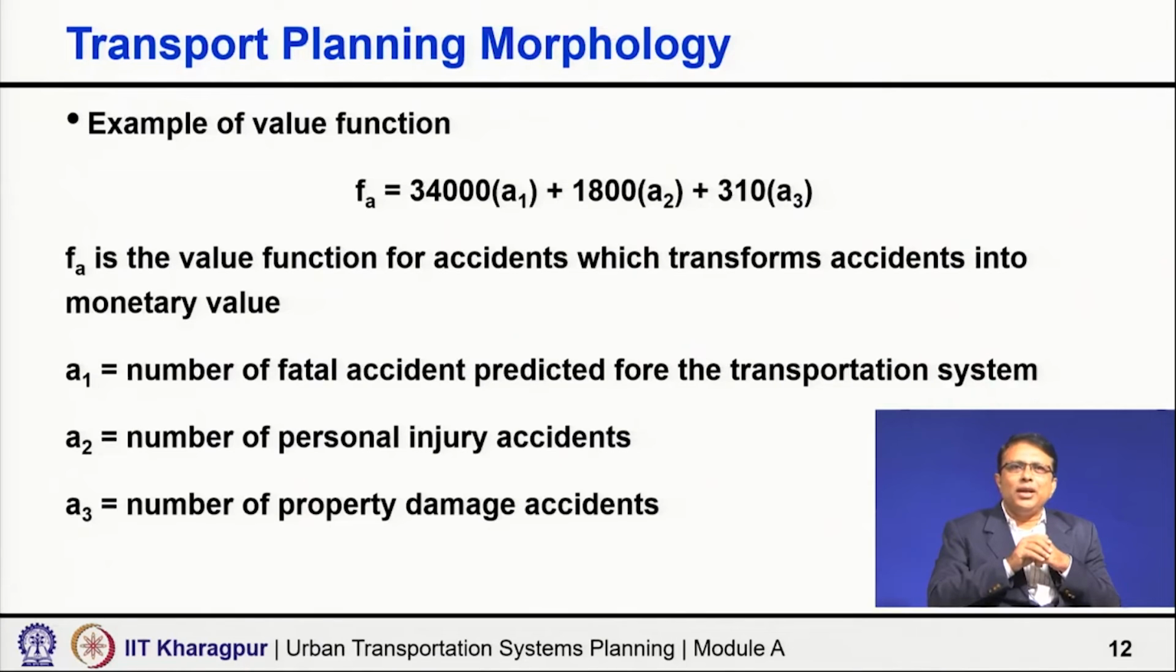So, we are saying that if property damage is 310, then we are considering a major injury as 1800 and a fatal accident as 34,000. I mean, these are all different weightages. Do not think that that's the way we are considering the value of life, right. But for planning purposes, and for quantifying the benefits due to improvement, you need to quantify such things, right. So, now with two roads having different values of three types of accidents, I can compare them very well using the value function.